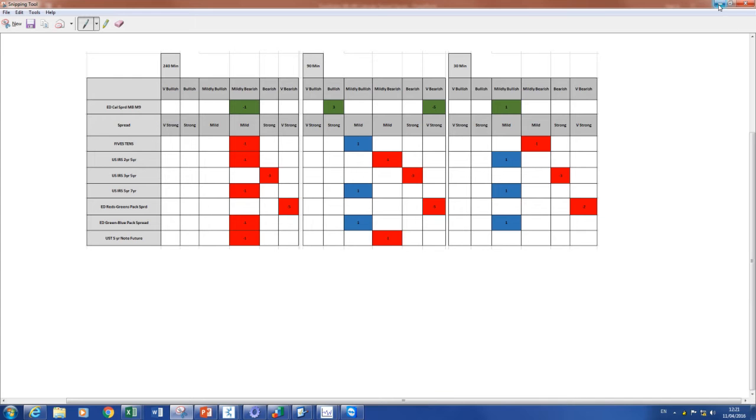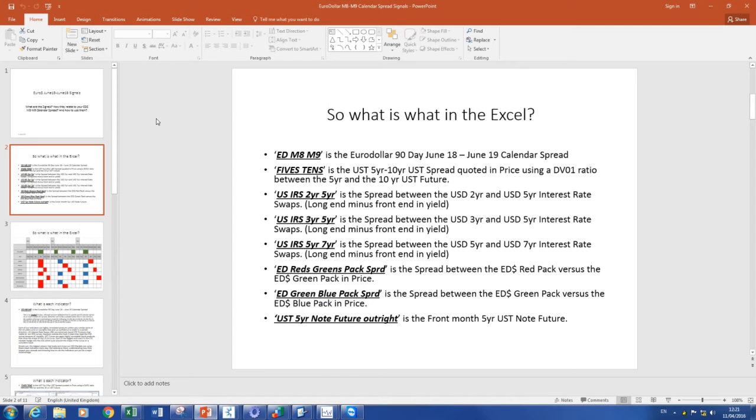So that's the actual Excel. So what I've got in here, as I just mentioned, I've highlighted what each of these spreads are. So just to clarify, 5/10 is the 5-year, 10-year US Treasury spread, and I've quoted this in price because in a minute we're going to be looking at it in net change, using a DV01 ratio between the 5-year and the 10-year Treasury future.